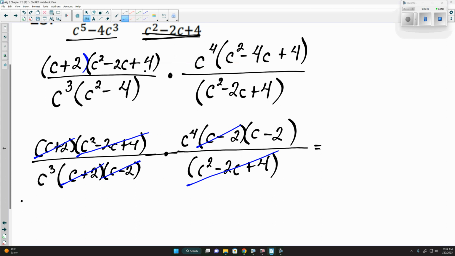And last but not least, c to the 4th over c to the 3rd. 4 minus 3, because they're on different sides. C to the 1st times c minus 2 is left on top, yes? Is anything left in the denominator, the bottom of the fraction? No. So the only thing technically left is 1. But we don't have to write divided by 1. We can leave it as c times c minus 2.